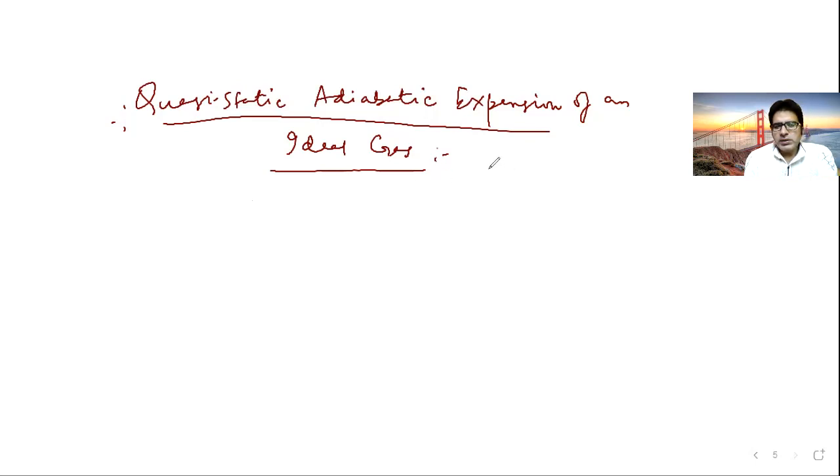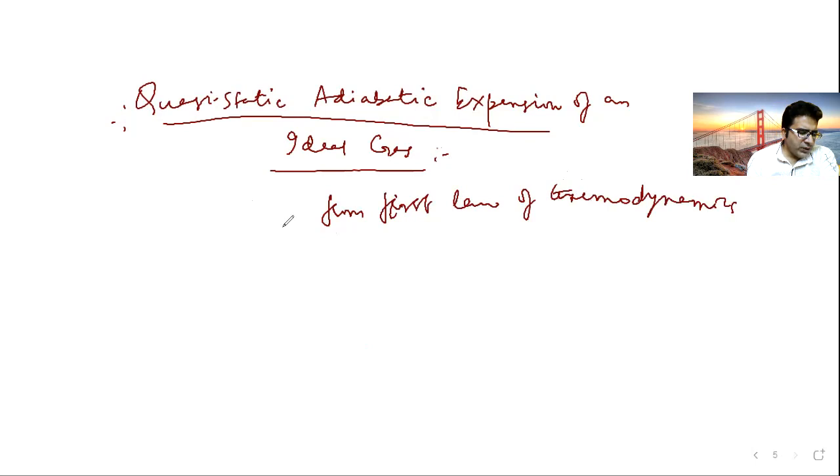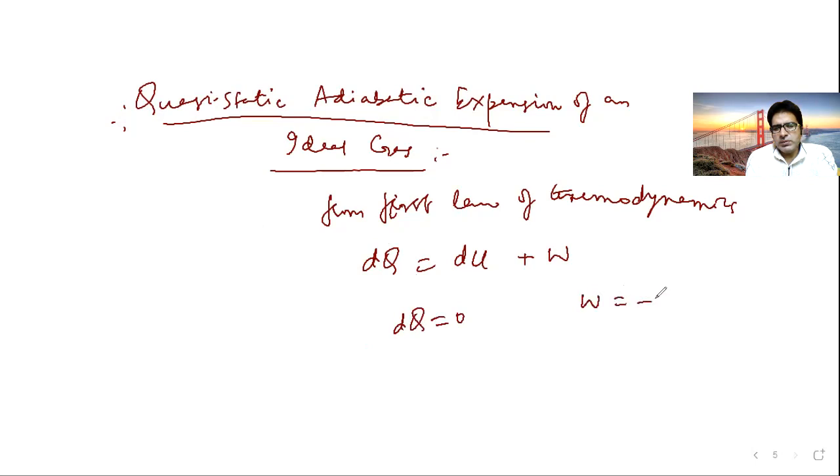Now, if I apply first law, from first law of thermodynamics, first law of thermodynamics says dq is equal to du plus w, or dw. W is work done by the gas, right? Now, for adiabatic process, dq is 0. That means W is minus du. This is important.